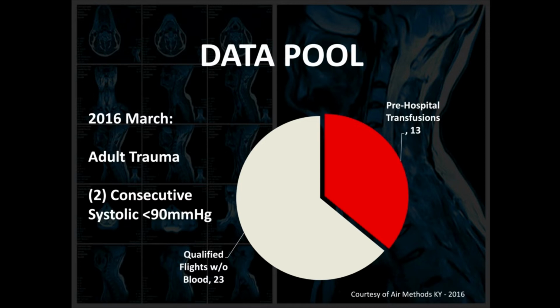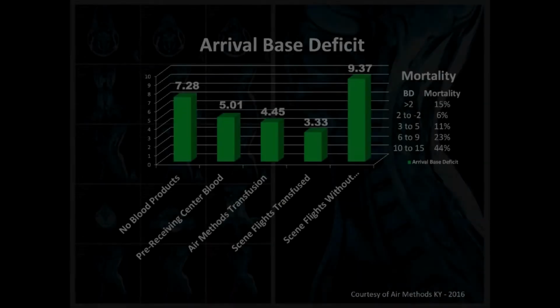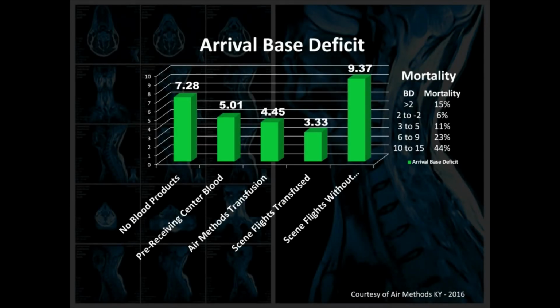And really, when you looked at this, sample size was very, very small. You can see pre-hospital transfusions 13, flights without blood were 23. What I want to focus on, though, is the data that was extrapolated from this small study. And really, it was to look at base deficit, lactate level, H&H, and was there a significant difference in patients that were transfused.